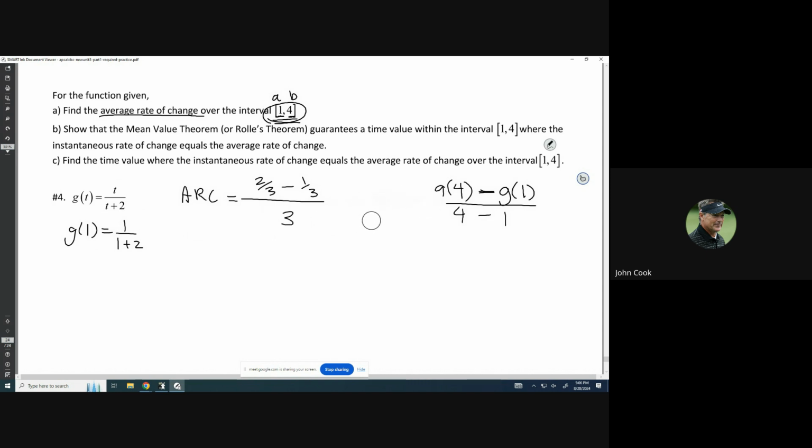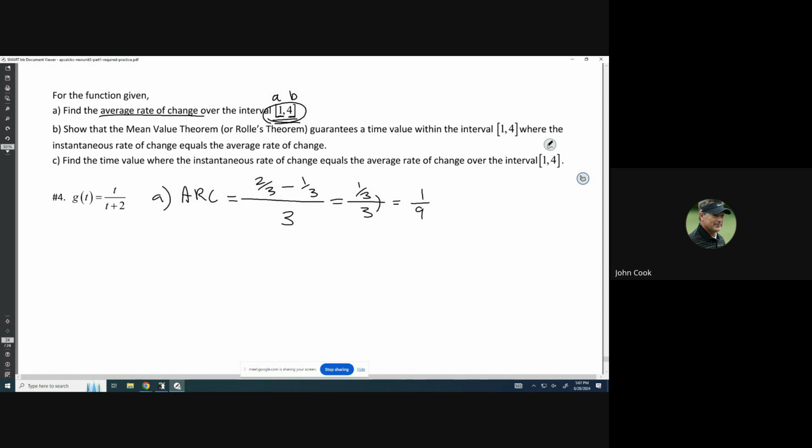Okay, so now let's work through our average rate of change. Let's see what we've got. So 2/3 minus 1/3 is 1/3. And then I've got to divide it by 3. Now, when I have a fraction divided by a number, what happens is that these numbers just multiply. So this is going to be 1 over 9 for my average rate of change. All right, so that's part A. The average rate of change is 1/9.